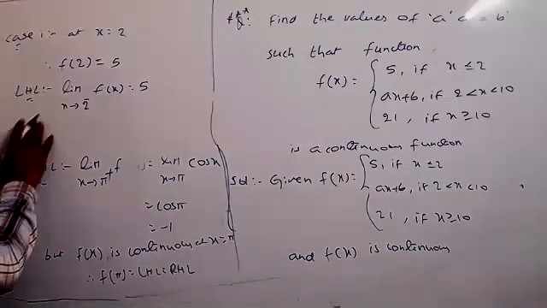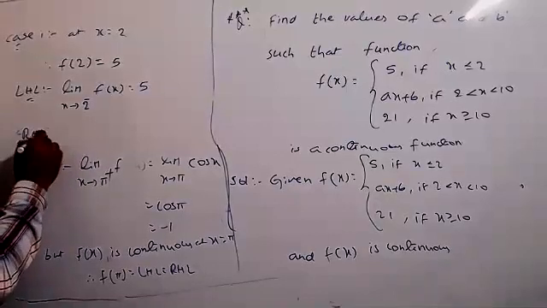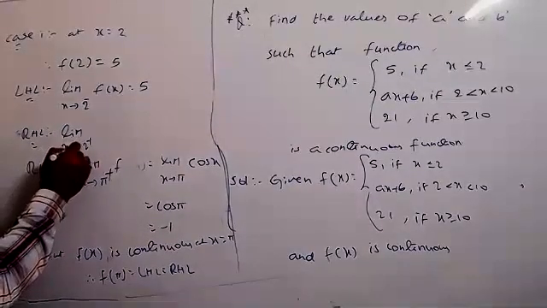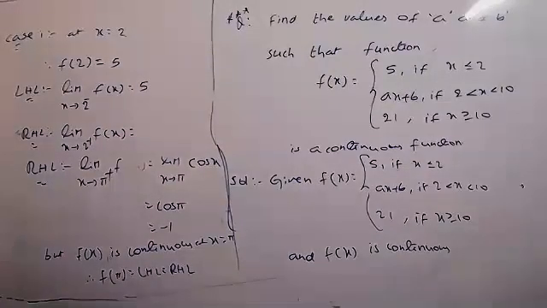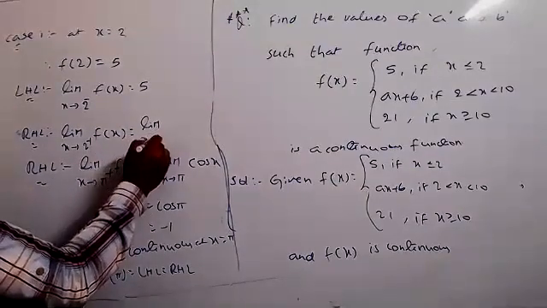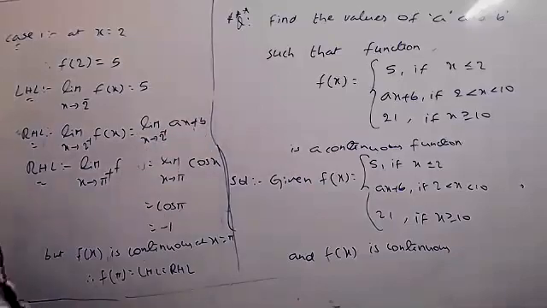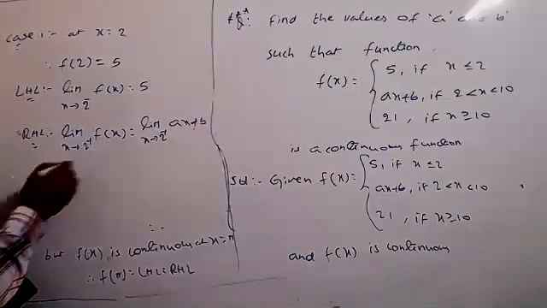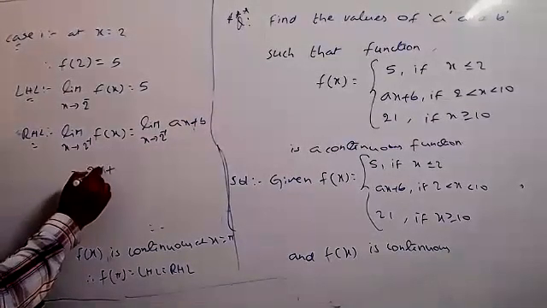And when you take the RHL value, limit x tends to 2 plus f of x, what is the condition we get? x is more than 2, so it is ax plus b. So limit x tends to 2 plus of ax plus b, we can substitute x equal to 2 there. Therefore what you get is 2a plus b.